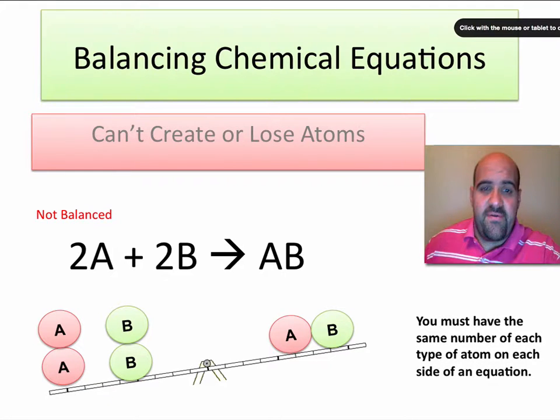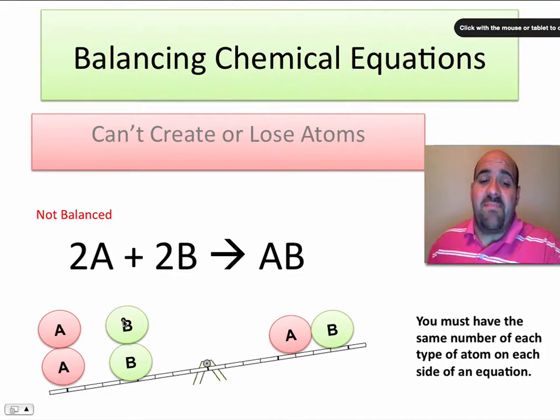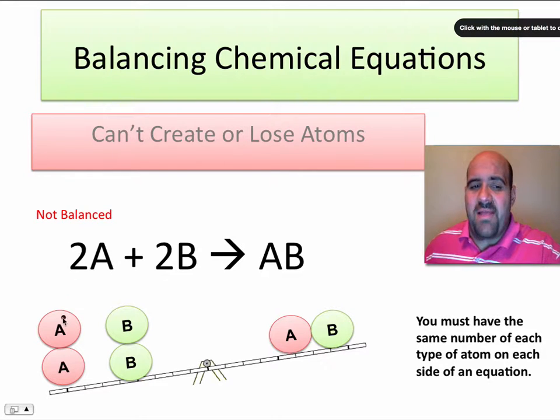So when we have reactants combining and yielding products, we have to have the same number of atoms on each side of an equation. So we see here that this equation right here would not be balanced.